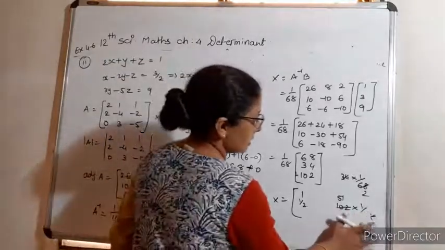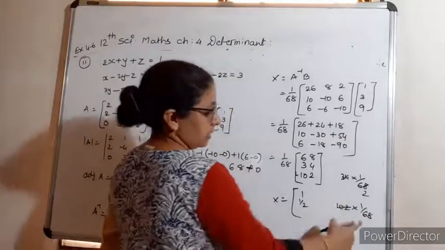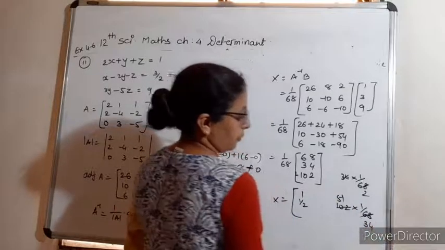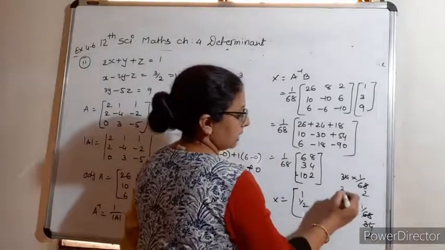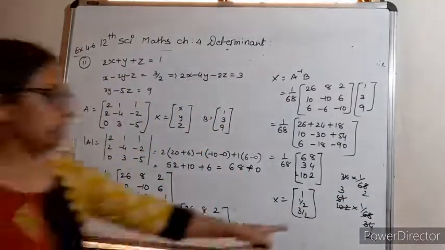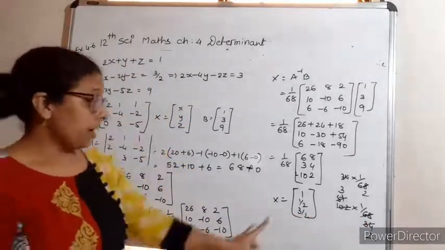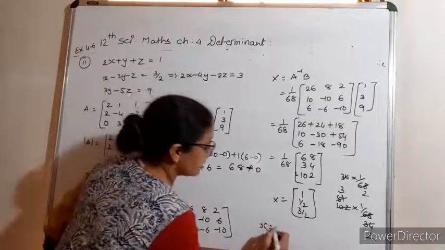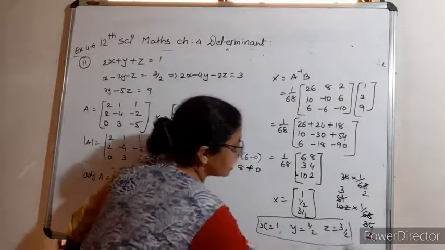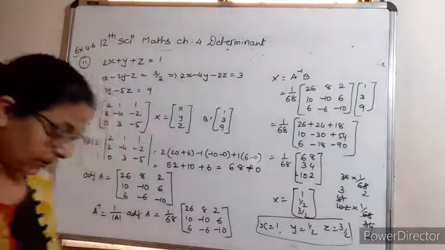Oh, I'm sorry, it is 68, not the 38, right? Yes, it is 68, so 51 and 34, so 17 twos and 17 threes, so it is 3 by 2, so all is right, no mistake is there. The mistake was that I took 38 instead of 68 here, sorry. So x is equal to 1, y is 1 by 2, z is 3 by 2, that is our answer of question number 11, right?